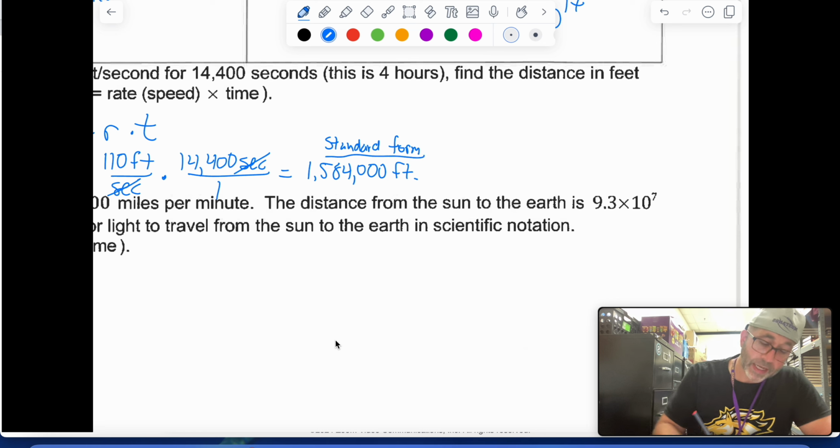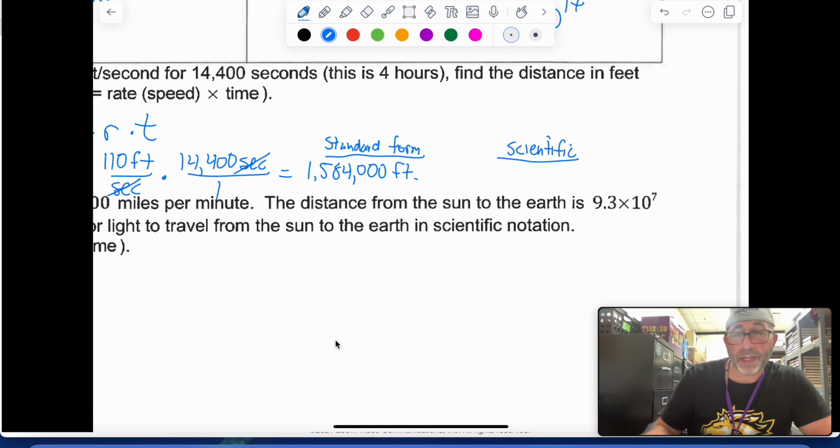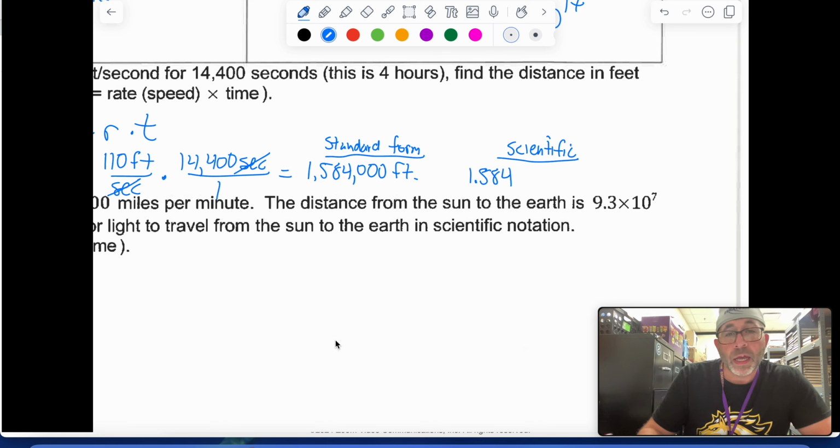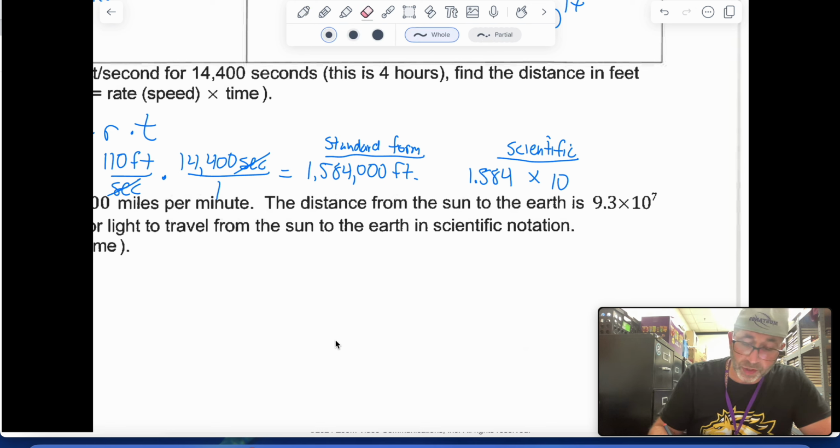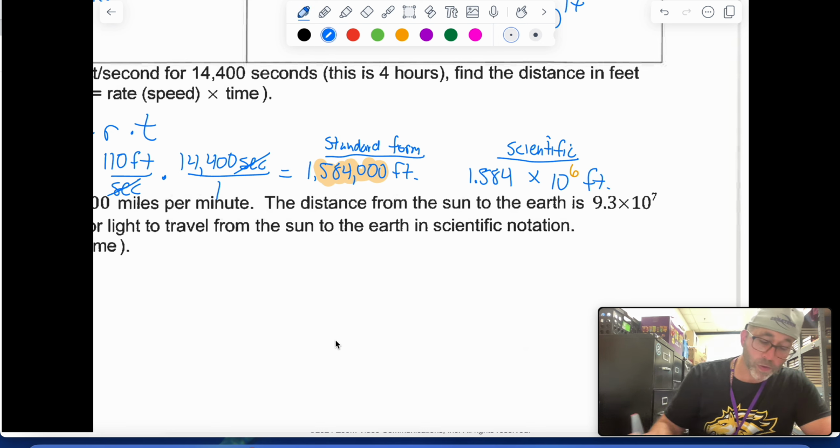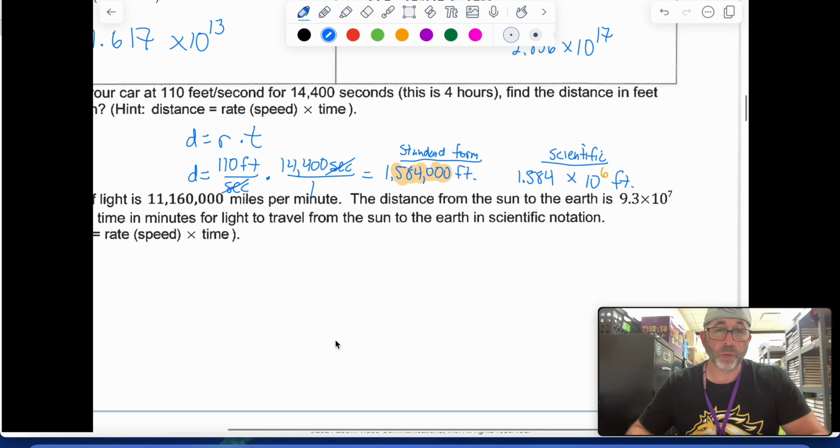Okay, so if that's the standard form, if we wanted to go ahead and switch this to scientific, remember we just cut it off after our first non-zero number, so that would mean that we're going to have 1.584 times 10 to the, now 1,584,000 is bigger than 1, so we're going to have a positive exponent, and if we look at the distance that it would have to cover to get all the way across this, we would have to go 6 spots to the right. So that's going to be to the 6th. And then feet, obviously. Okay, 6 to the right of where it currently is.